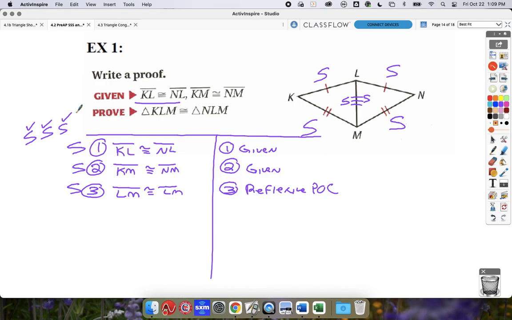So if it proves congruence, my last step is writing triangle KLM is congruent to triangle NLM. I'm just copying this part right here, and then writing the shortcut that I used, and you're done. That was easy. It's not that bad. The hardest part of these proofs is determining which shortcut to use.